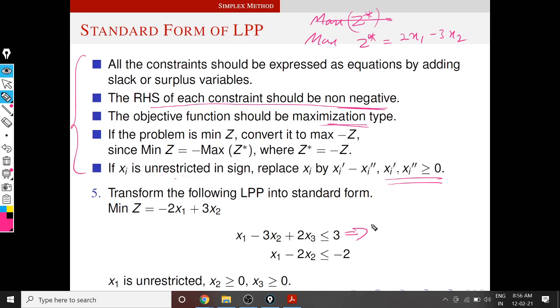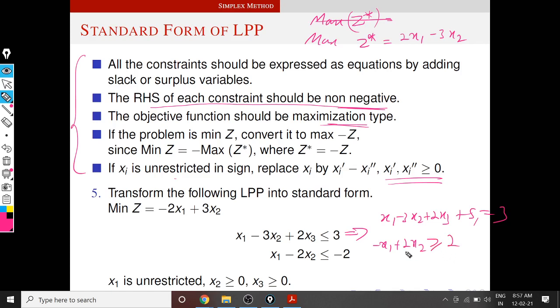Slack variable, because it's already less than or equal to, so we have to add something on the left hand side. So the equation corresponding to this inequation is x1 minus 3x2 plus 2x3 plus s1 equal to 3. Okay, and what about this one? Is it in standard form? No, here the RHS is negative. So first we have to convert the RHS to positive. Then only we can add slack or surplus. So first we multiply by minus 1. So this inequation becomes minus x1 plus 2x2 greater than or equal to 2.